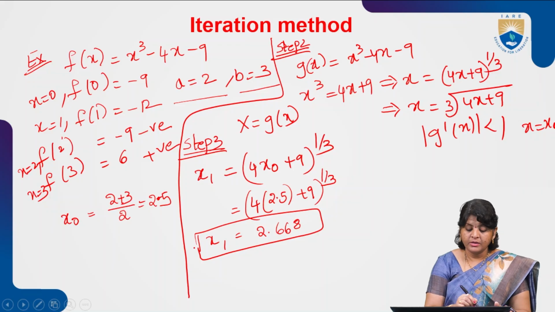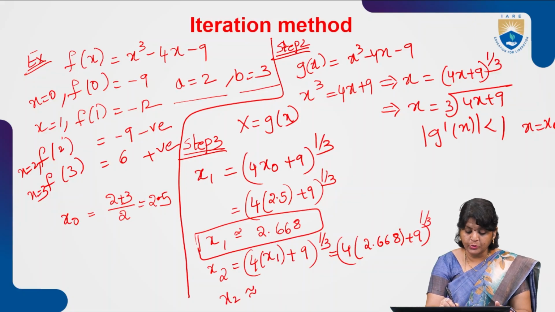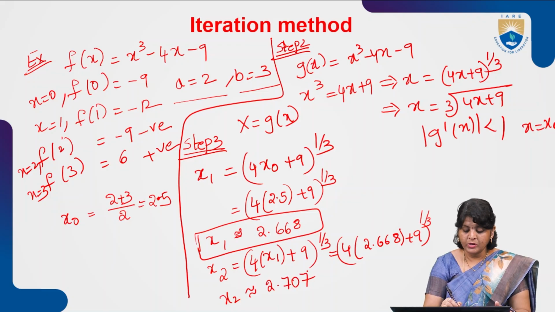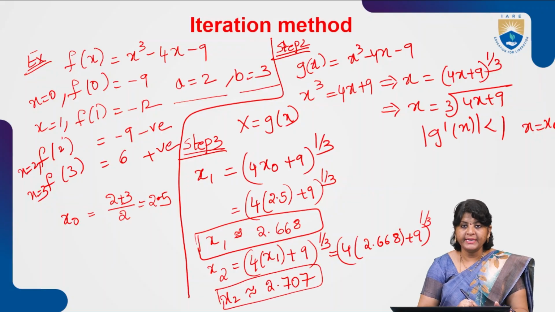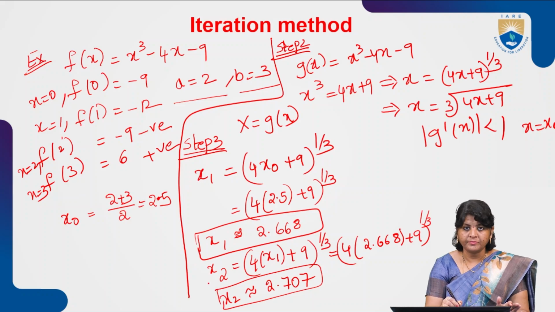First iteration is done. Now for the second iteration, x2 is equal to (4 into x1 plus 9) whole power 1 by 3. That is (4 into 2.668 plus 9) whole power 1 by 3. So this x2 value is approximately equal to how much? 2.707. So now x2 is 2.707. This is the first iteration and this is the second iteration.